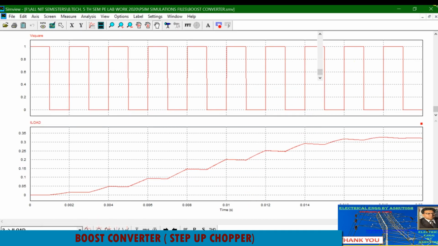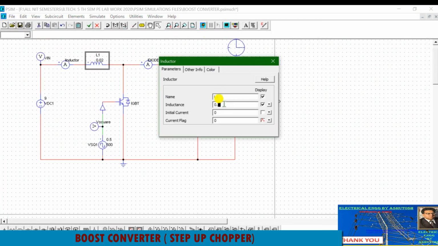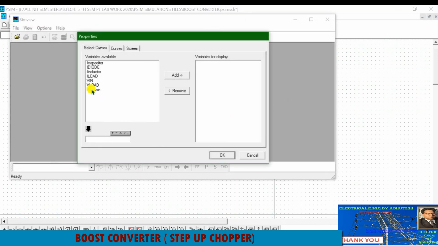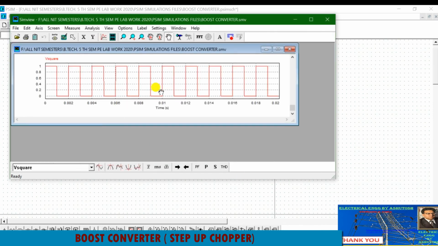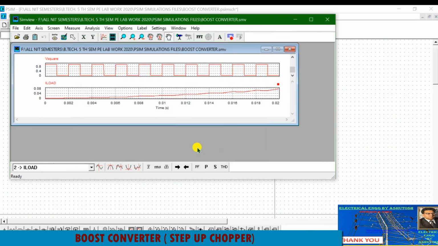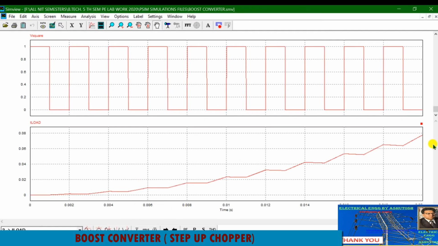And when you increase the value of inductance again, now you put 0.22 Henry. Now again see the waveform of load current. This is the square wave, and see the output current. So you can clearly see here it becomes continuous. Also, as you increase the value of inductance, the output current becomes continuous.